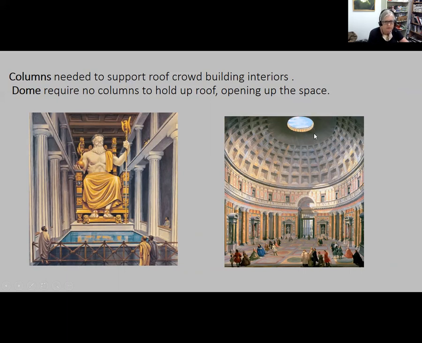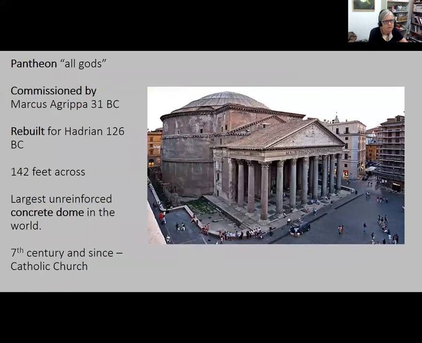The Pantheon means all the gods. It's a place where the worship of all the gods takes place. So this was commissioned by Marcus Agrippa in 31 BC, and then Hadrian, who we've learned about before, is Spanish, loved everything Greek, although he lived in Rome, and they called him the Greekling. This was rebuilt for him.